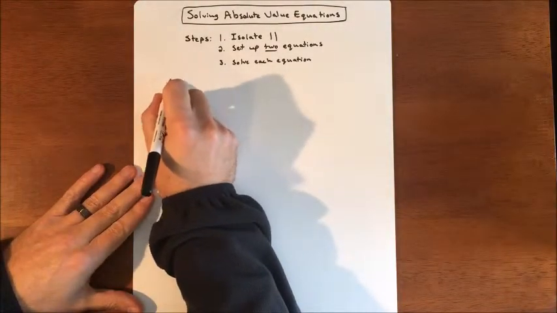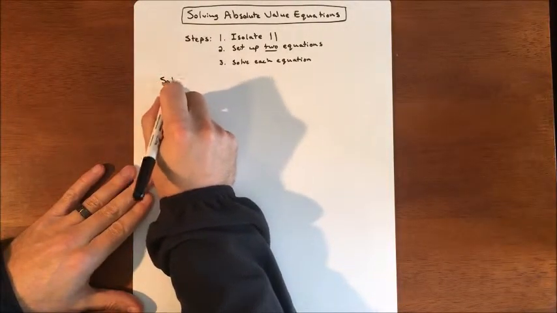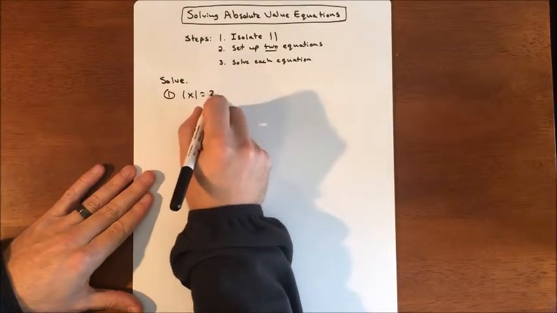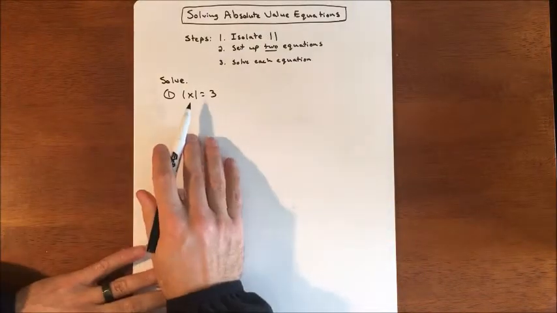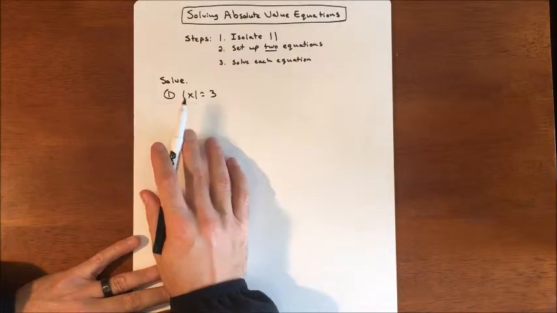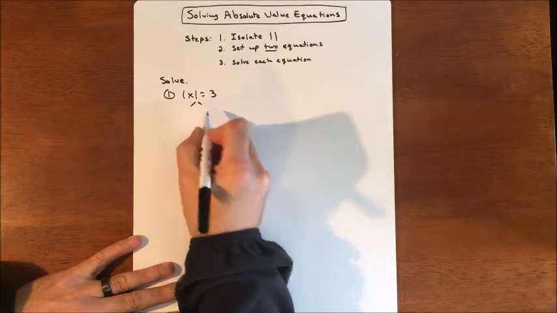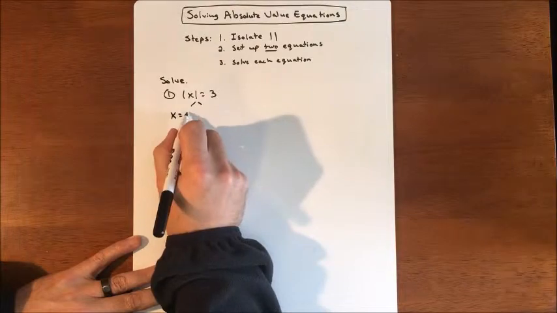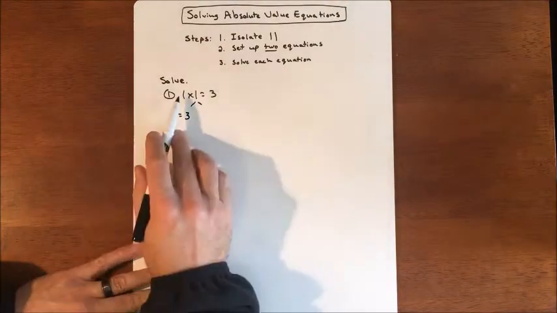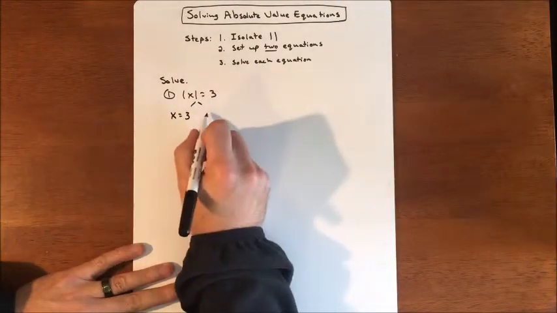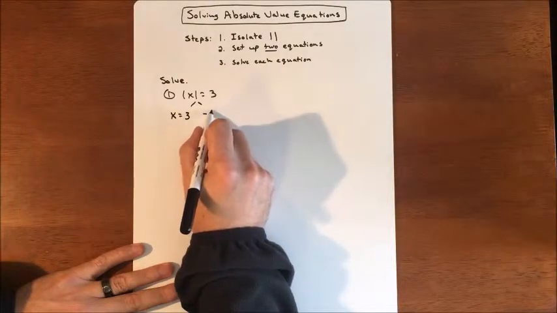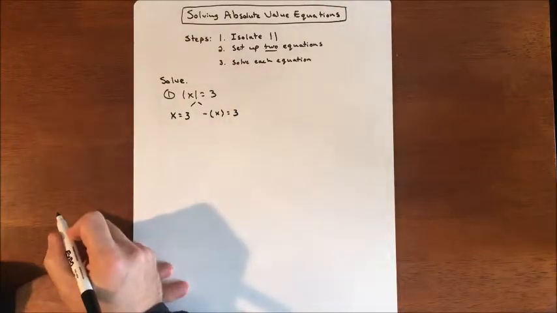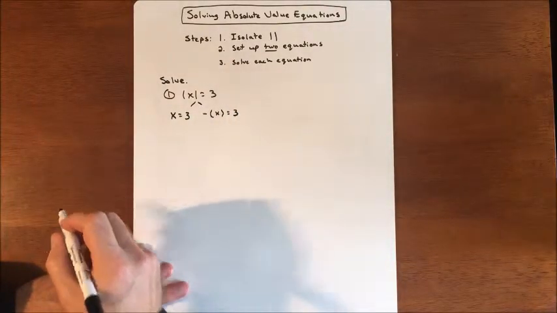So if we're trying to solve the absolute value of x equals 3. First thing is, do we have the absolute value isolated? Yes, we do. And so from here, we're going to separate it into two separate equations. First one is going to be the exact original equation without the absolute value bars. The second equation is going to be a negative applied to the entire inside piece of the absolute value. And those are our two setups, and we just solve each equation.